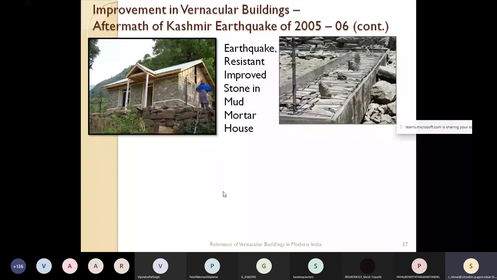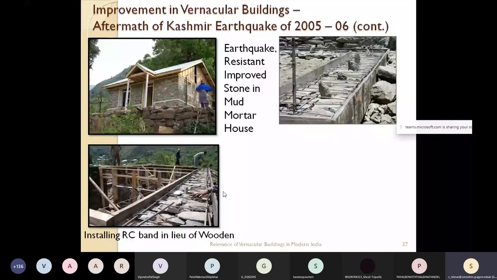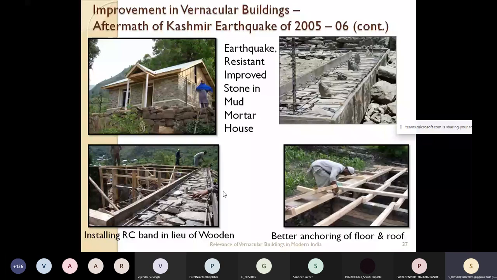All right. Better anchoring of the floor and the roof with the wall is an integral part of earthquake resistant construction. I mean, we are known to build roofs just simply placed on top of the walls. So obviously, the buildings fall apart.